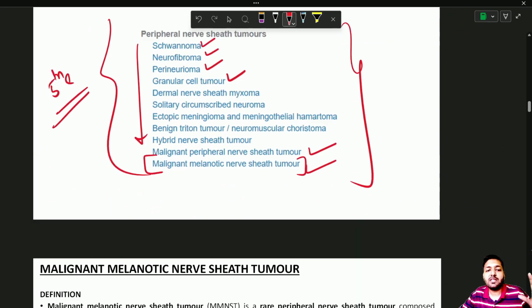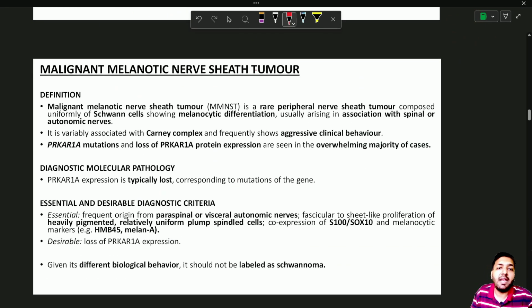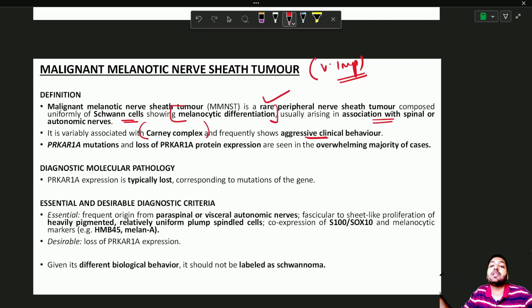And after that we are going to discuss what a malignant melanotic nerve sheath tumor is. So let us try to understand it. Very hot exam topic. So what is the definition? Malignant melanotic nerve sheath tumor is a rare peripheral nerve sheath tumor composed uniformly of Schwann cells showing melanocytic differentiation, usually arising in association with spinal or autonomic nerves. It is variably associated with Carney complex and frequently shows aggressive clinical behavior in comparison with schwannomas.